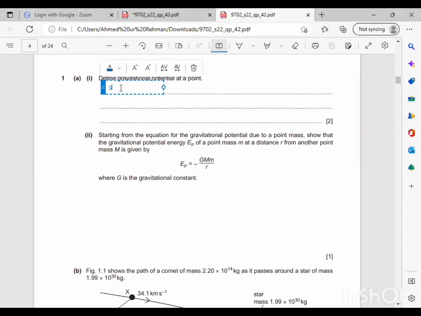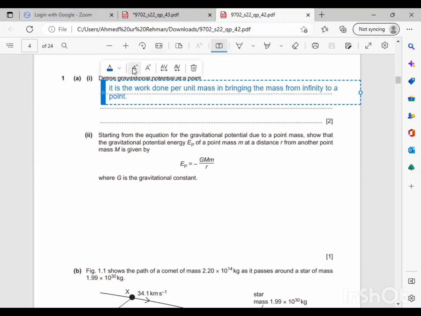So gravitational potential is basically, or let's just write directly, the work done in bringing unit mass from infinity to a point, right? So it is work done per unit mass. There are 2 points to it: per unit mass, and in bringing the mass from infinity to a point. Right, so that's it for our first part.